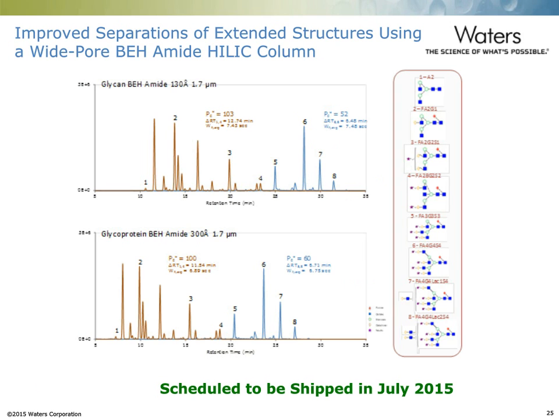And as a look into the future, soon to be shipping, we're developing a wider pore BEH amide column. It was originally developed for the separation of glycopeptides and glycoproteins, but we've observed with this column that when we look at highly extended structures, your tri- and tetrasialylated structures, the resolution that can be gained for those structures is higher on this wide pore BEH amide column than is observed for the 130. So if your samples are highly sialylated, highly branched structures, this might be a column that you would consider using.